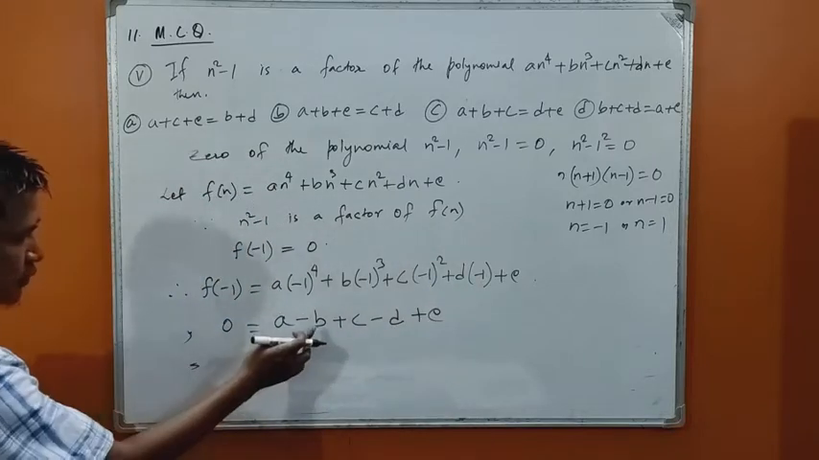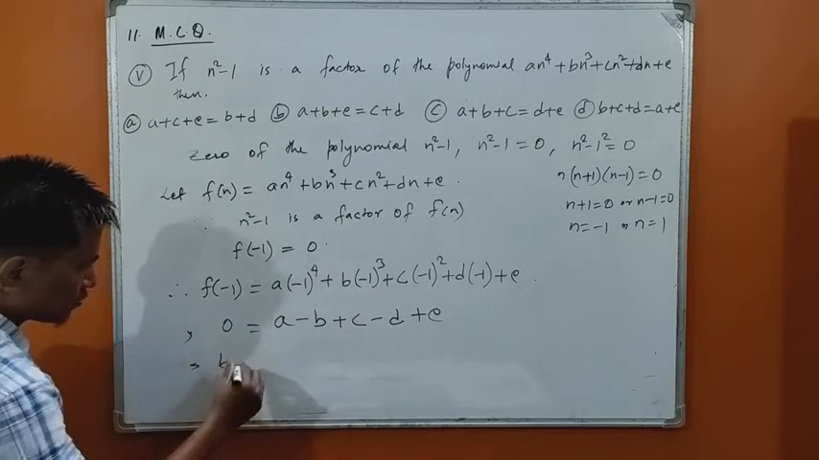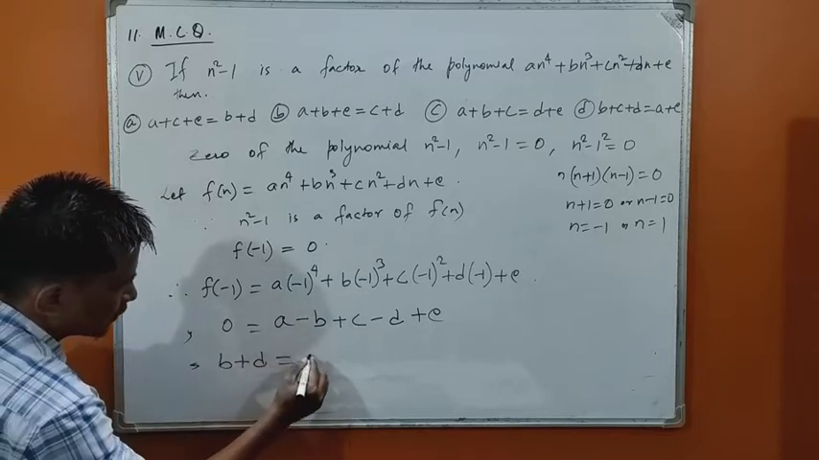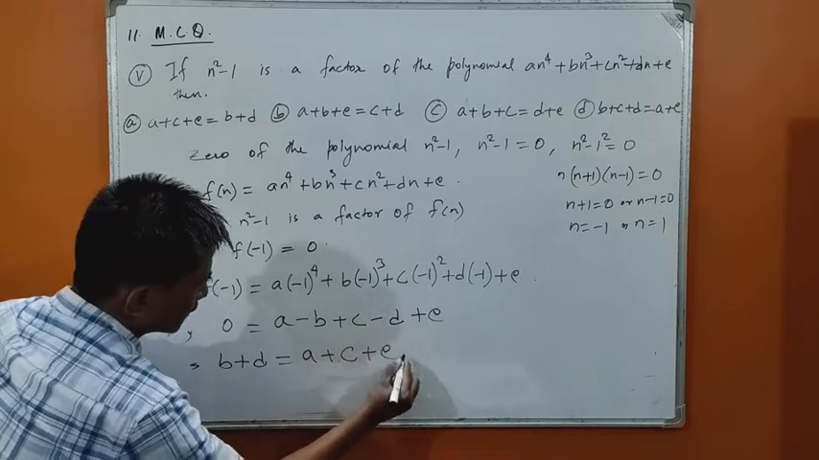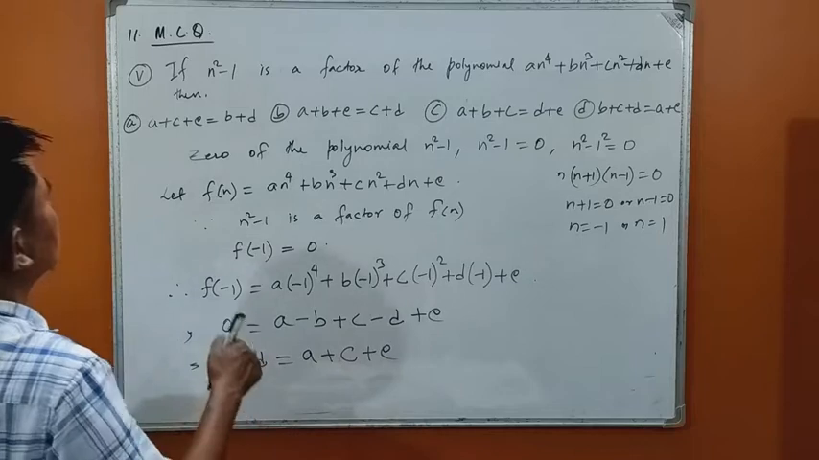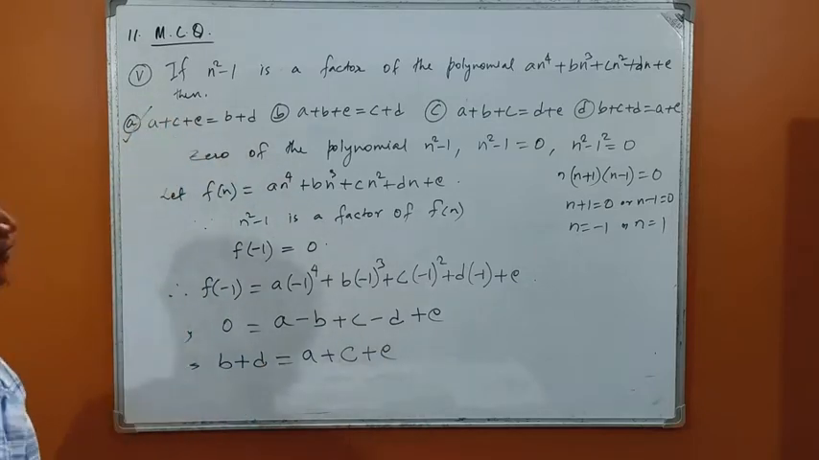Now let's bring this minus b to the left hand side and minus d to the left hand side, plus b and plus d. In the right hand side we have a plus c plus e, isn't it? b plus d equal to a plus c plus e. Option A is the correct answer.